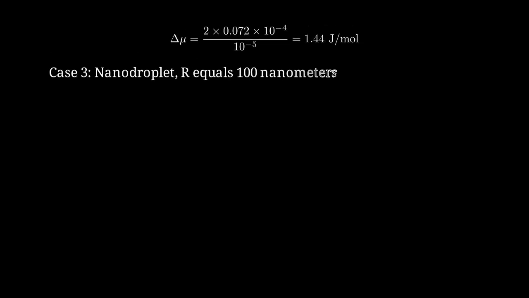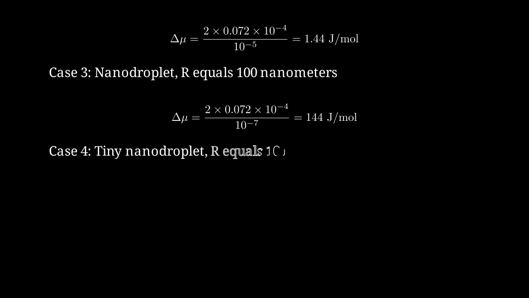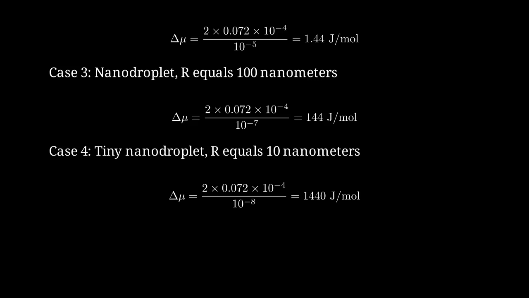Now the truly dramatic case, a nanodroplet with radius 100 nanometers, which is 10 to the negative 7 meters. Delta mu now equals 144 joules per mole. This is about 6% of the thermal energy, which is definitely significant. And finally, for a very tiny nanodroplet with radius 10 nanometers, which is 10 to the negative 8 meters, delta mu is now 1440 joules per mole. This is more than half of the thermal energy. At this scale, the curvature completely dominates the thermodynamics. This graph shows how the chemical potential change increases dramatically as droplet size decreases.